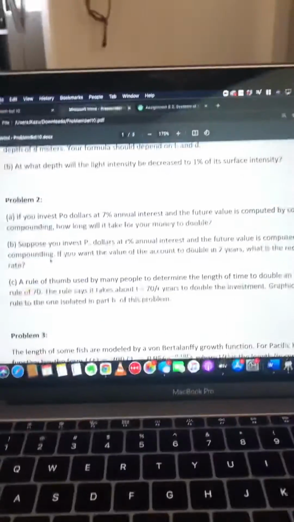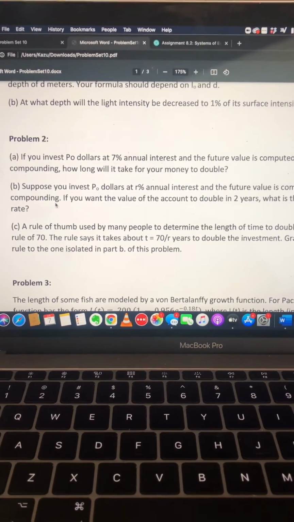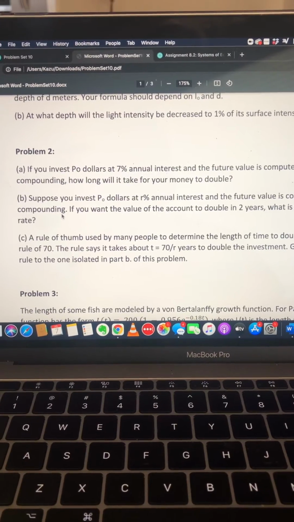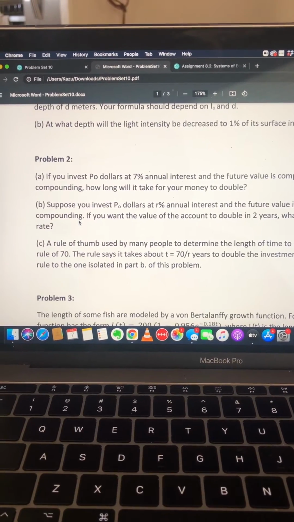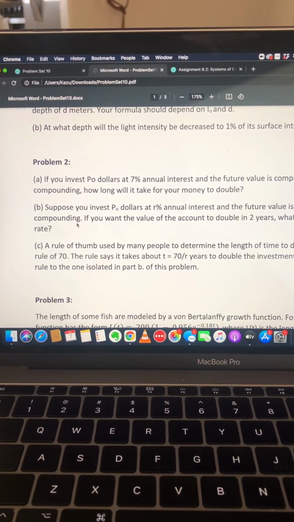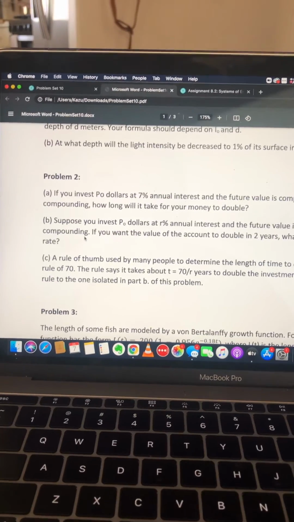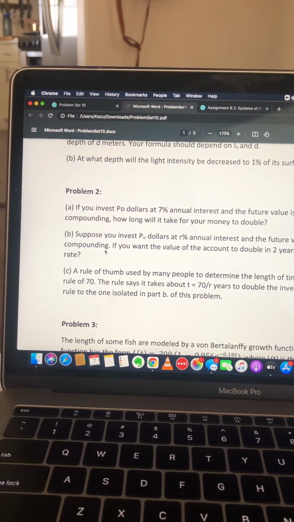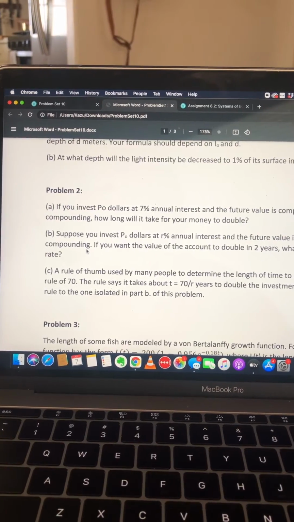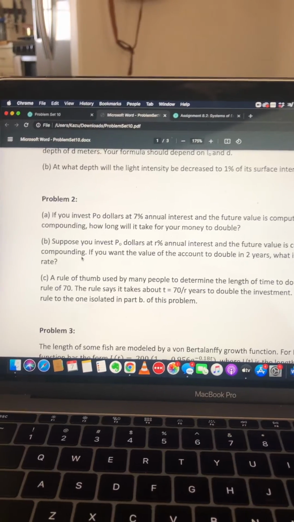Then part C talks about a rule of thumb used by people to determine the length of time to double an investment, the rule of 70. The rule is that it takes about 70 over r years to double the investment, where r is your interest rate. And then it asks us to graphically compare this rule to the one isolated in part B.